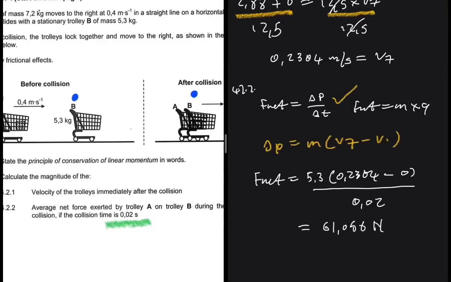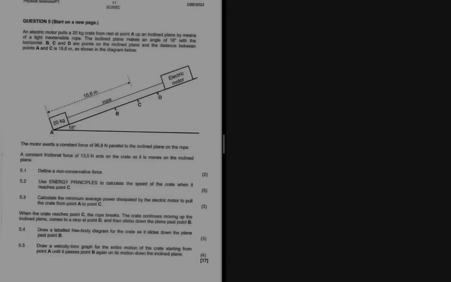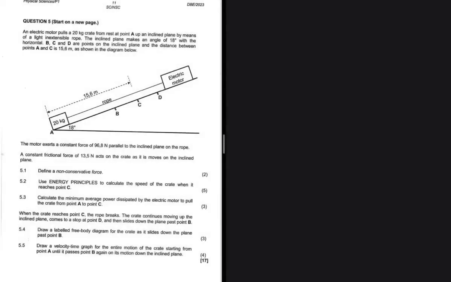Putting that in my calculator, I'm getting 61.056 newtons. It is a force in which the work done in moving an object between two points depends on the path taken. So that is 5.1, a non-conservative force.